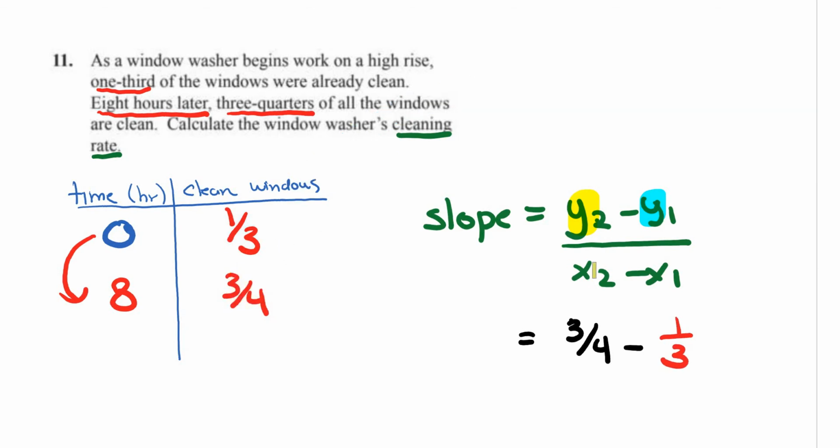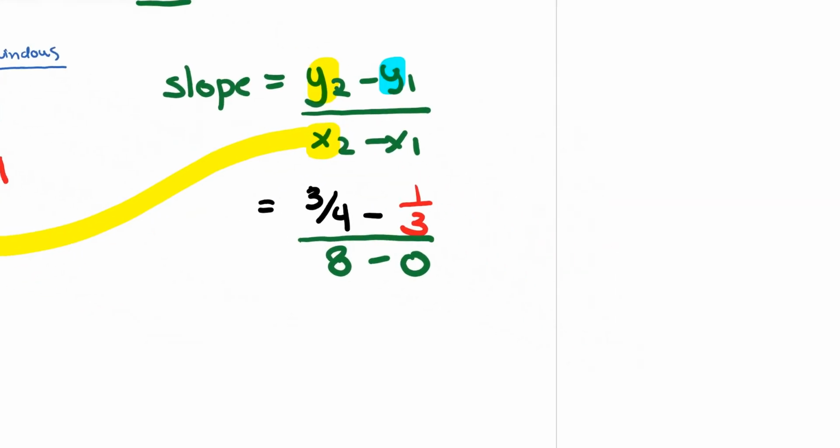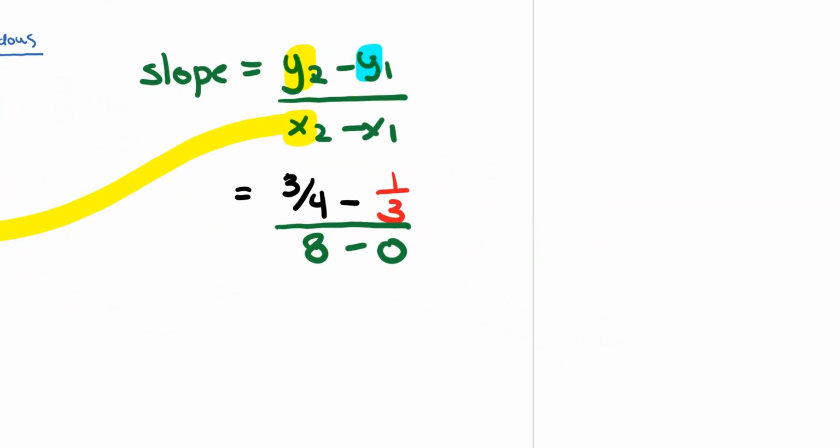And then what's the value of x2? Well, the value of x2 is going to be 8. And the value of x1 is going to be 0. So 8 minus 0 in the denominator there. Now we need to figure out this calculation, and then we've got it. The denominator is a little bit easier because 8 minus 0 is just going to be 8.